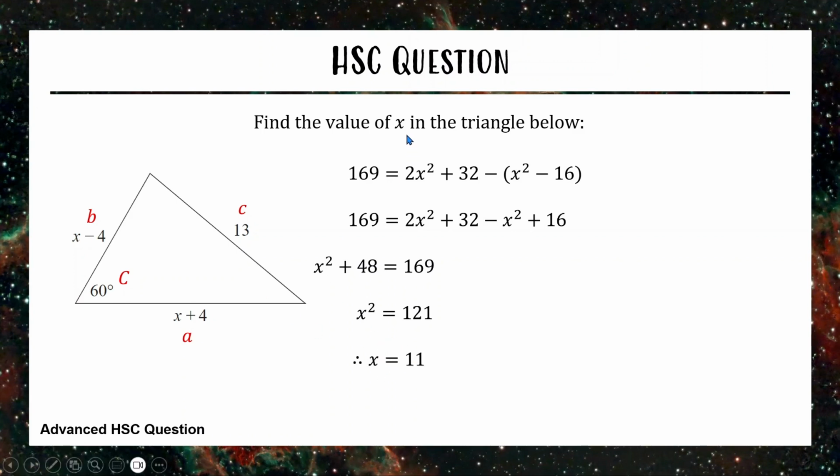And that is the value of x in the triangle. So this side length here is going to be x minus 4, which is going to be 7. And this one is 11 plus 4, which is 15. But the goal of the question was to find x, which is equal to 11. So done and dusted, advanced maths, piece of cake.